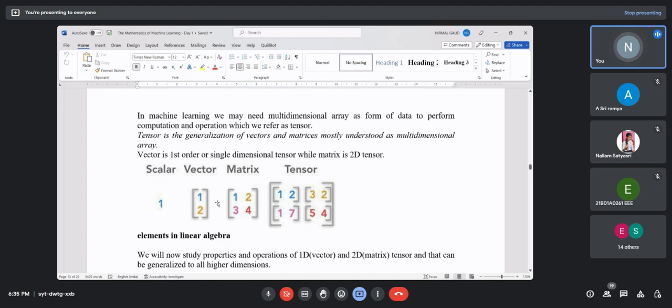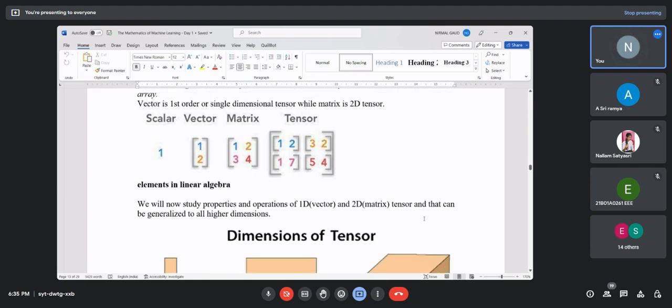If I am available with one numeric term only, then it's a scalar. If I have this numerical term with some direction, that means if I represent it on a 2D plane, 3D plane, whatsoever, then it is a vector quantity. Then if I add further dimensions to it, it will be like a matrix format, and further dimensions, that means a matrix of matrices, then it will be a tensor. So a tensor is actually a higher dimension entity.